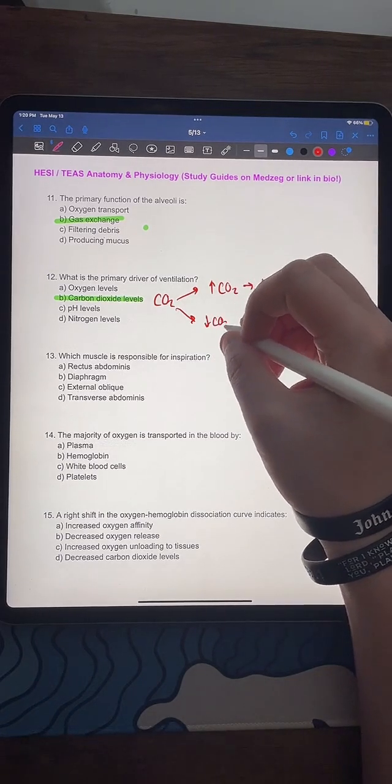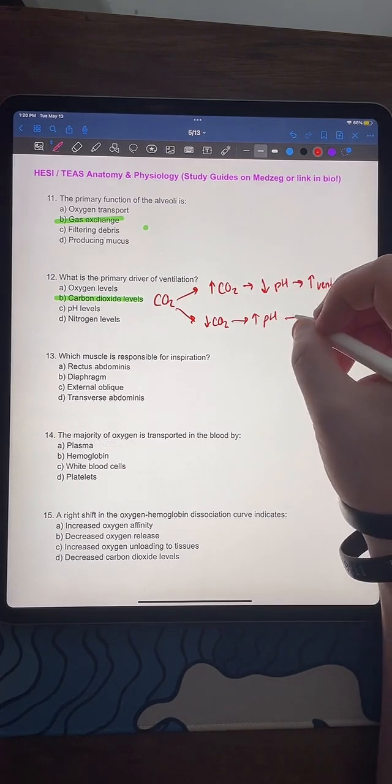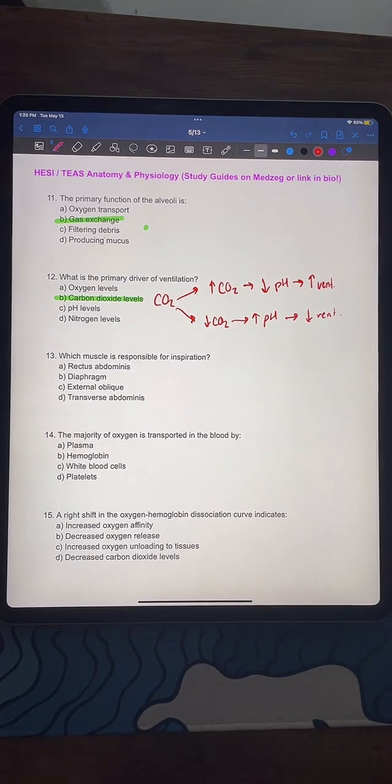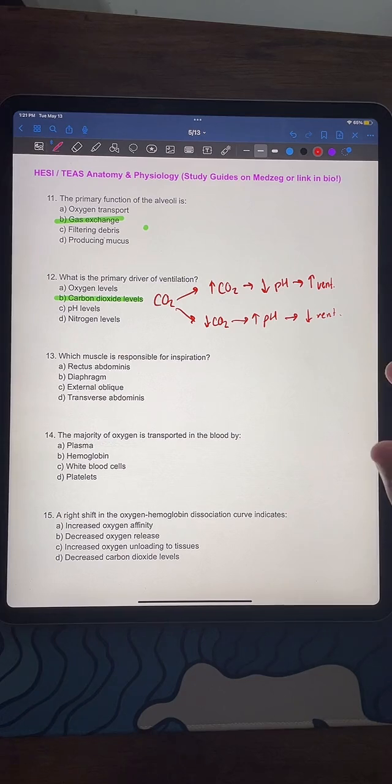If we have too little CO2, it is going to increase our blood pH, decreasing ventilation. So high levels of CO2 decrease blood pH, causing an increased ventilation. Decreased carbon dioxide increases blood pH, decreasing ventilation. Oxygen levels play a very minor role in ventilation regulation. Mostly this is if oxygen levels were to drop or rise extremely significantly.